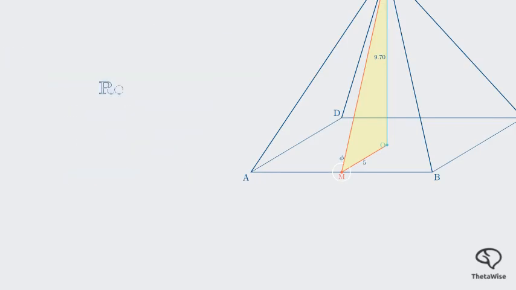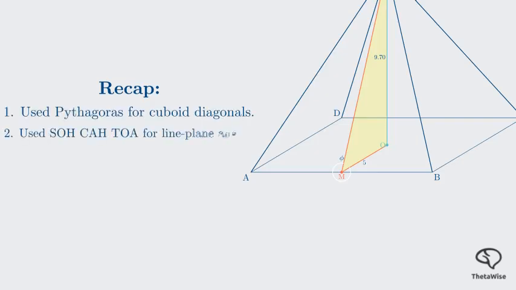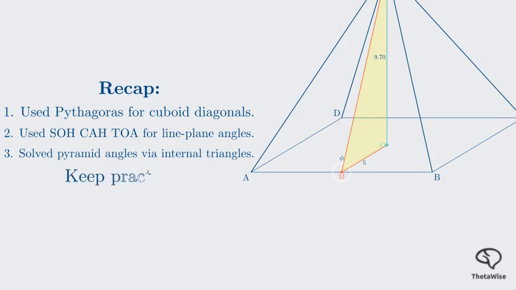In summary, always start by identifying the 2D right-angled triangle that contains the length or angle you need. If you don't have enough information, look for a second triangle that shares a side with the first. 1. Used Pythagoras in 2 steps for cuboid diagonals. 2. Used SOHCAHTOA for the angle between a line and a plane. 3. Solved a pyramid height and face angle by finding internal triangles. You're now ready to tackle 3D geometry problems with confidence. Keep practicing these visualizations.